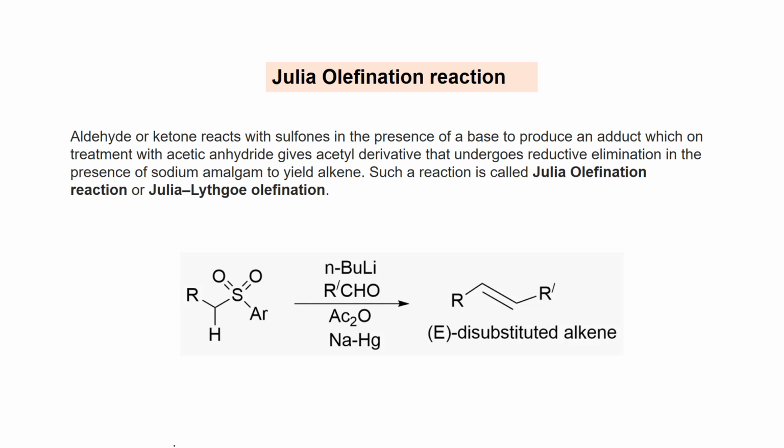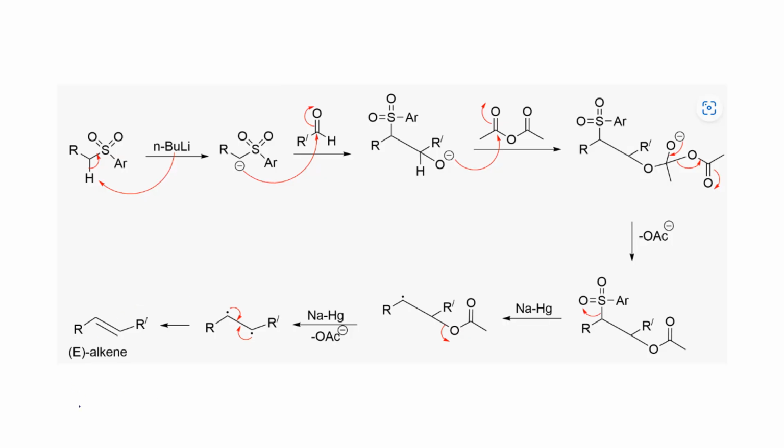So what is happening here? In presence of butyl lithium, this proton will be abstracted, forming a negative charge here, that will react with this aldehyde center and form this alkene. So this is the mechanism. If we go step by step, what is happening? As I said, this butyl lithium will take up one proton from this position, forming the carbanion. Then this carbanion will attack this aldehyde center, forming O minus.